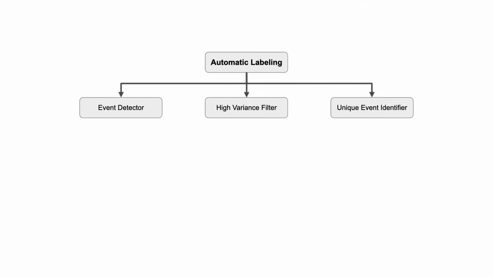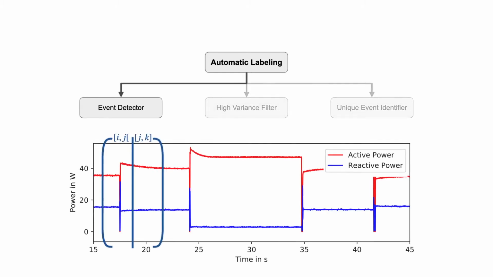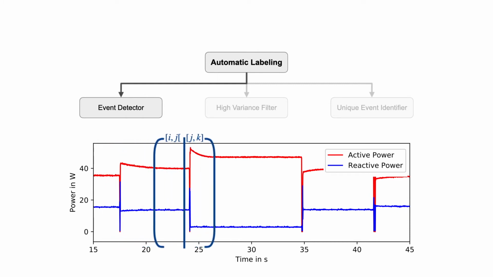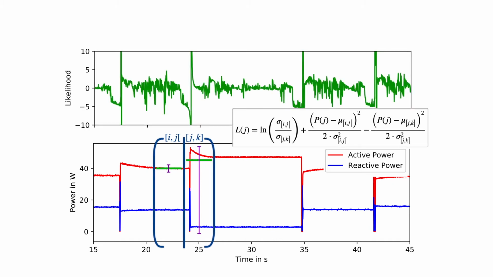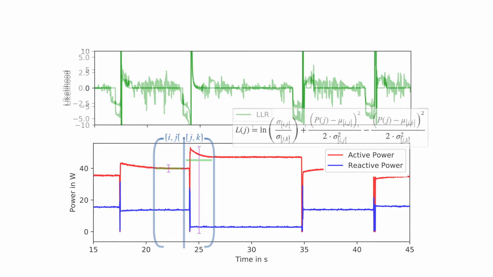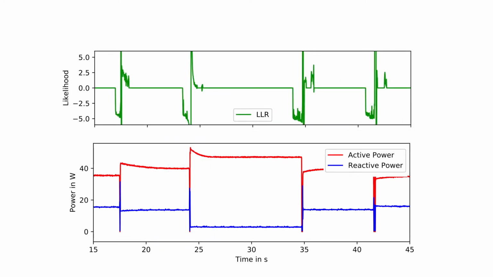The event detector is based on previous work and uses the log likelihood ratio test, which has been introduced by Pereira et al. It uses a sliding window and simple statistical features such as mean and variance to calculate the likelihood for an event to happen at sample j. The resulting likelihood signal is afterwards cleaned and searched for local minima and maxima to detect the exact position of the event.